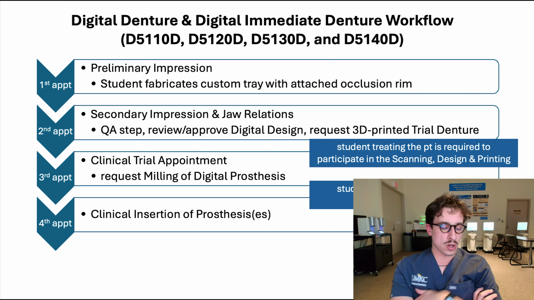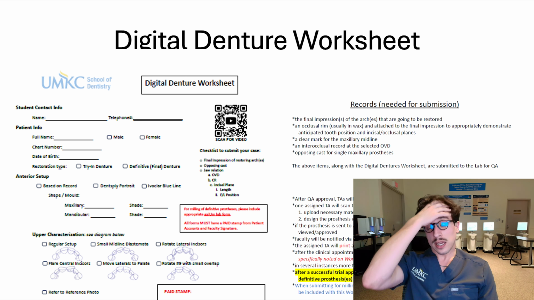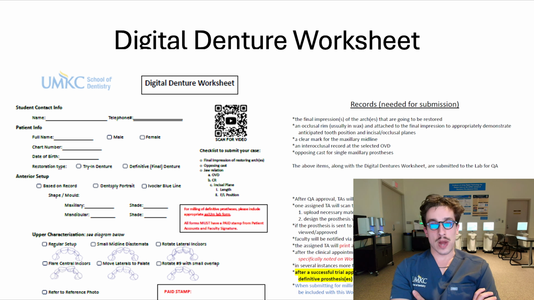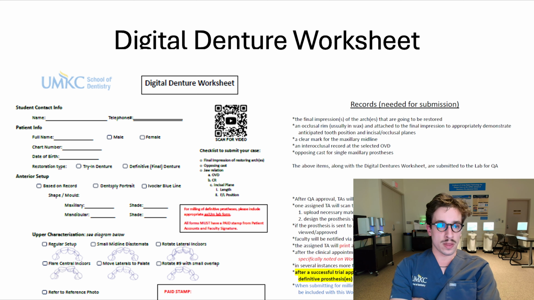So overall, one of the things I do want to mention is this digital denture worksheet. This is a constantly evolving worksheet, but it is important that at the beginning of this process, when you take your records up to the lab to get QA'd, you have this worksheet filled out completely, and you can fill it out with your faculty that you work with in the teams. It needs to have a paid stamp, and you also need to have a lab script along with this that just says, please refer to the digital denture worksheet, so that we're able to track this process as well. So that just about does it for everything that we're going to be going through with these digital dentures.